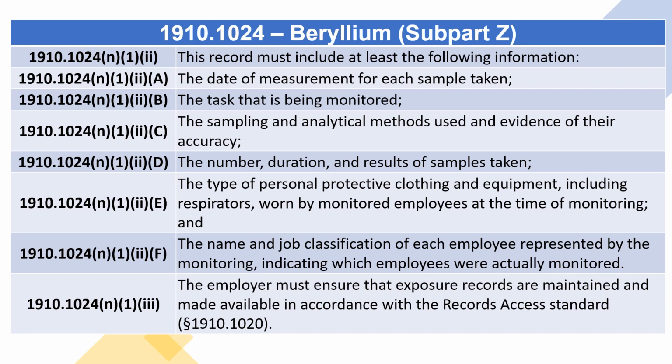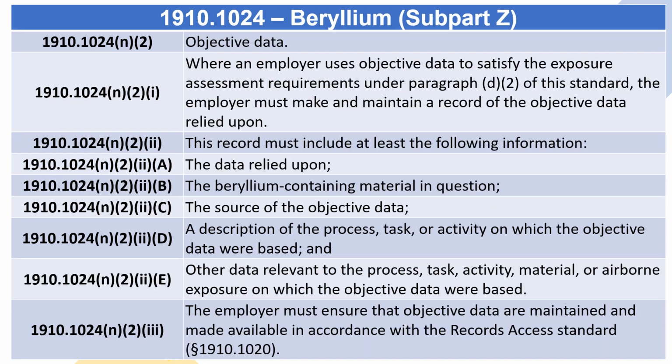1910.1024 N1 3. The employer must ensure that exposure records are maintained and made available in accordance with the Records Access Standard, Section 1910.1020. 1910.1024 N2 Objective data. 1. Where an employer uses objective data to satisfy the exposure assessment requirements under paragraph D2 of this standard, the employer must make and maintain a record of the objective data relied upon.